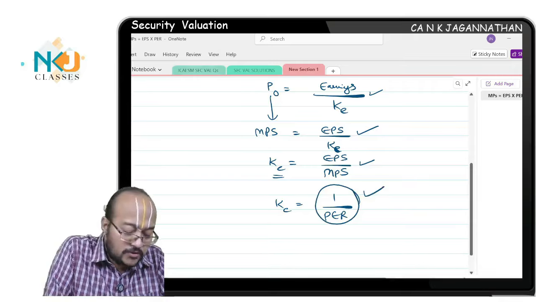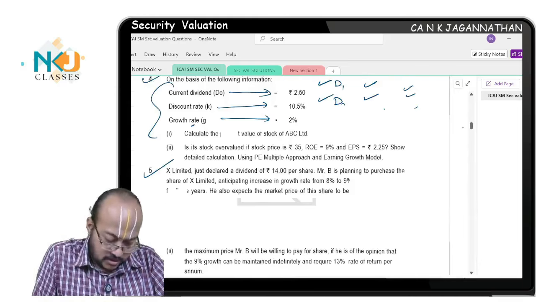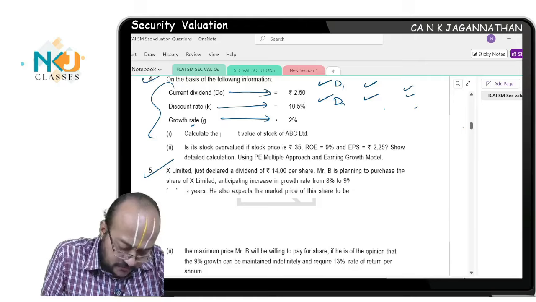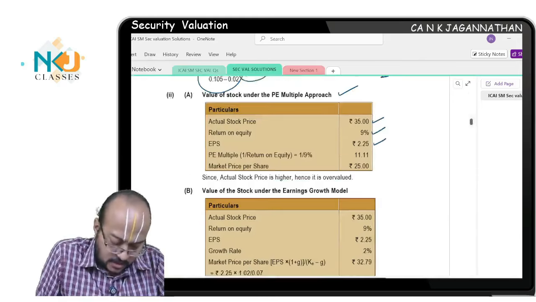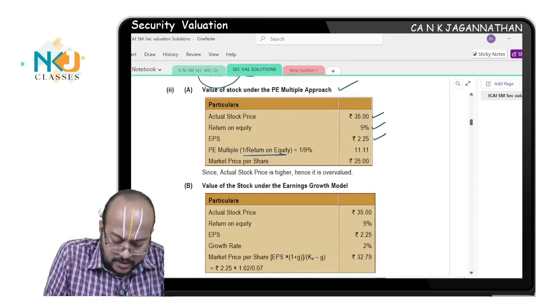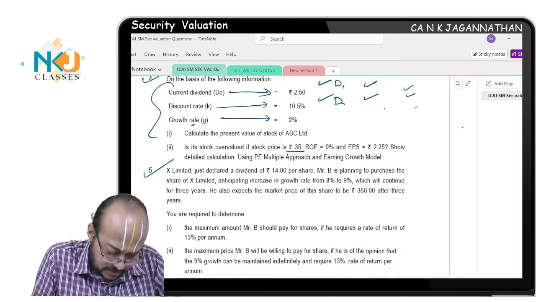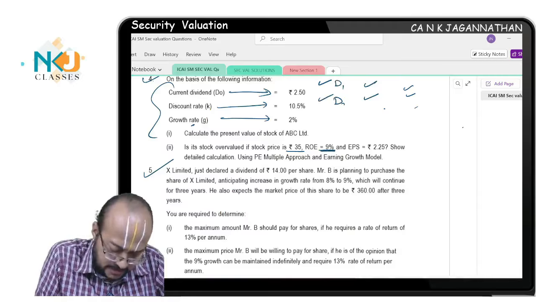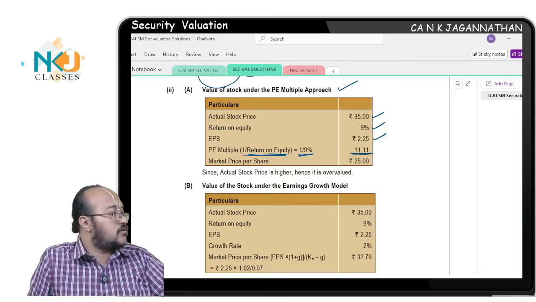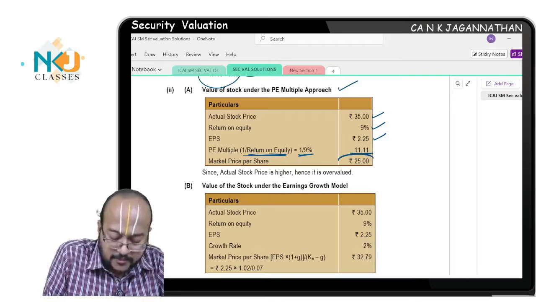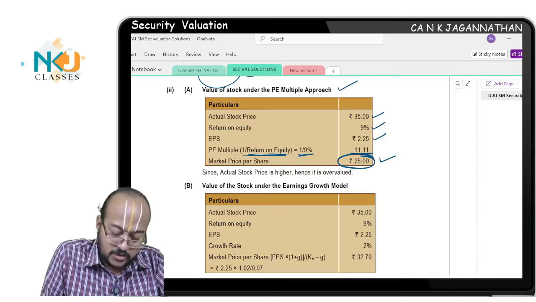This is how you will get KE as 1 by PE ratio. Yes, it is stock. If the stock is overvalued with stock price 35, we'll see the solution here. See, PE ratio is 1 by return on equity. They have given 1 by 9%. In this question they have given us 9%. Yes, return on equity is 9%, which is 11.11. What is the market price? Market price comes to 25 rupees, which means PE ratio into EPS, you will get the current market price.